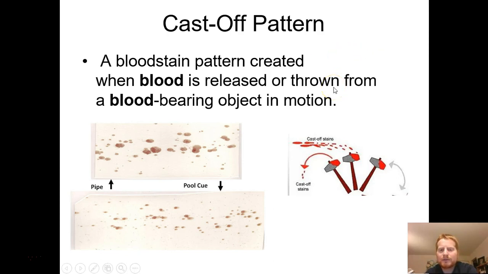And sometimes it can also give you clues about the weapon that was used. So for example, a pipe is going to give maybe these wider droplets, whereas a pool cue might give you smaller droplets. But either way, we're seeing a straight line where, again, the blood is being cast off, being fired off from that weapon while the weapon's being swung. And usually more than one time the weapon's being swung. So let's take a look at that.